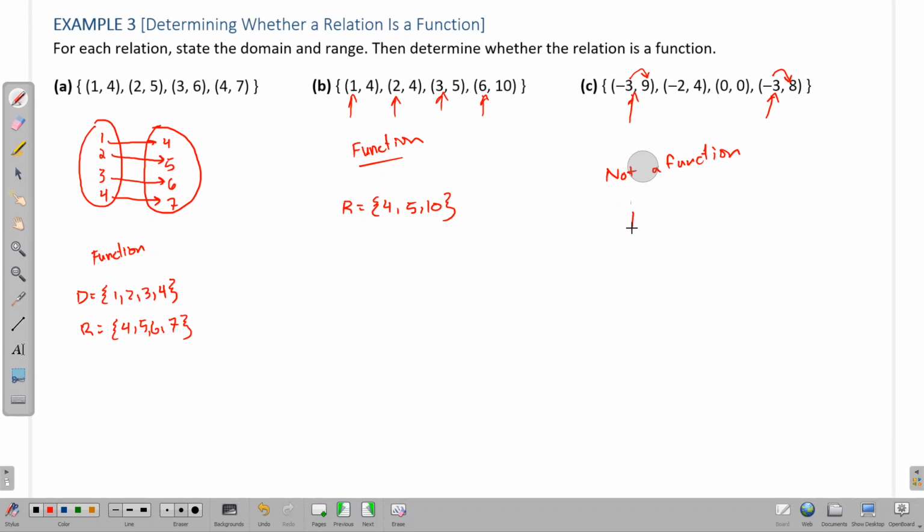Now it still has a domain and range, and that still works the same way. Its domain is {-3, -2, 0}. You don't repeat the -3 again. And the range is still {9, 4, 0, 8}. So this is what we call a discrete function, because its domain and range are finite sets here. And so one way to tell that it can't be a function is its domain is smaller than its range. You've got more things. One of these is going to have to go to 2 separate elements, so it's not going to be a function.